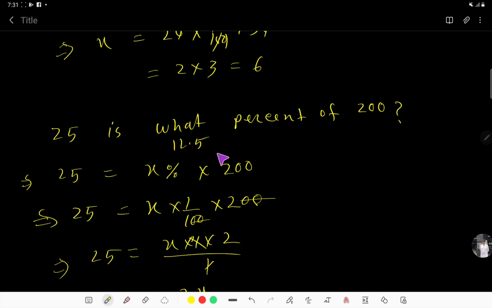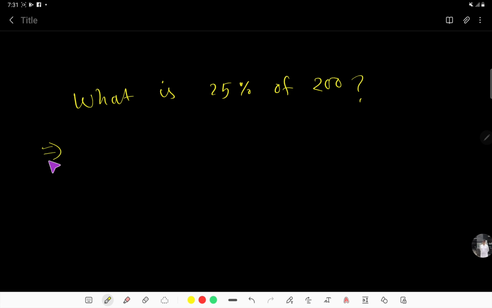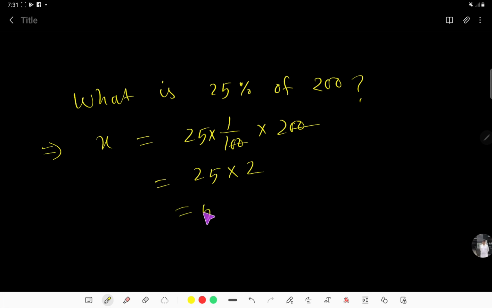So let us solve another problem so that you can have confidence. What is 25% of 200? How can you solve? Let's say x means equal sign, then 25% means 1 over 100, then of means multiplication sign, then we have 200. So cancel this. So we are getting 2 times 25, that is 50. So 50 is 25% of 200, right?